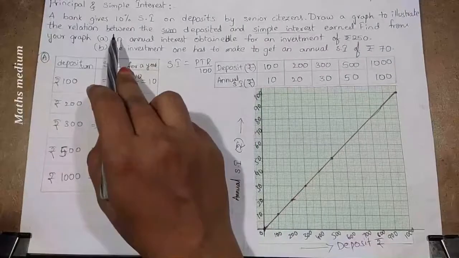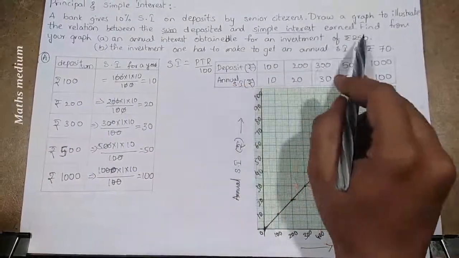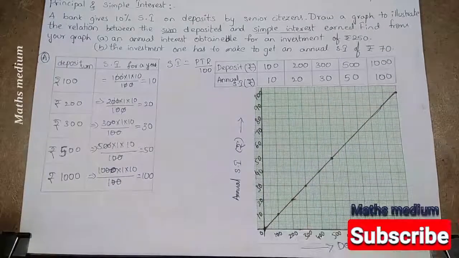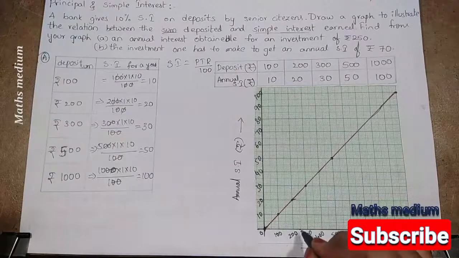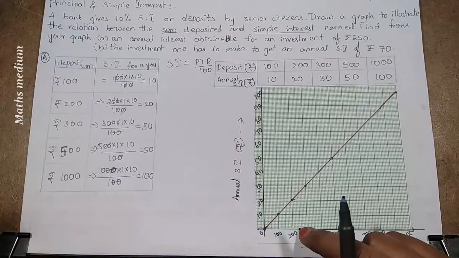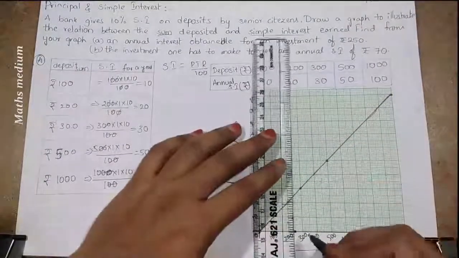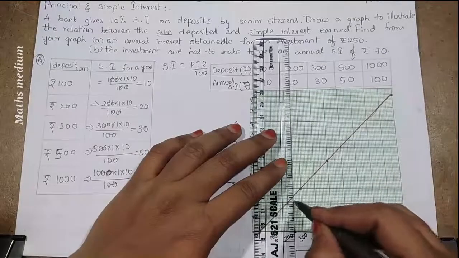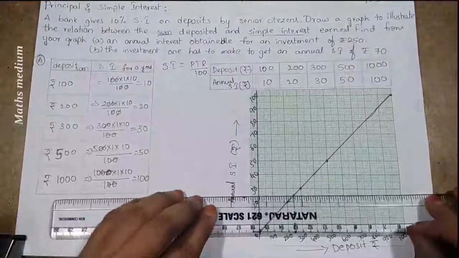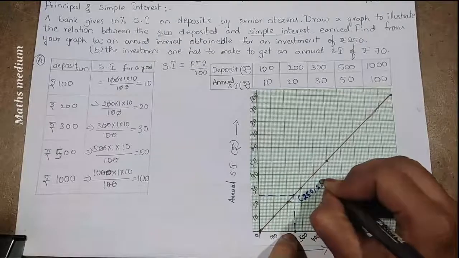But we have to answer: the annual interest obtained for an investment of 250 rupees. So we have to take 250 rupees here. This is 200 and this is 300. In between that, this is 250. So where the linear graph cuts at 250 rupees, see that? This is the point. I am marking with the blue marker. So this is 25. So this is 250 comma 25.